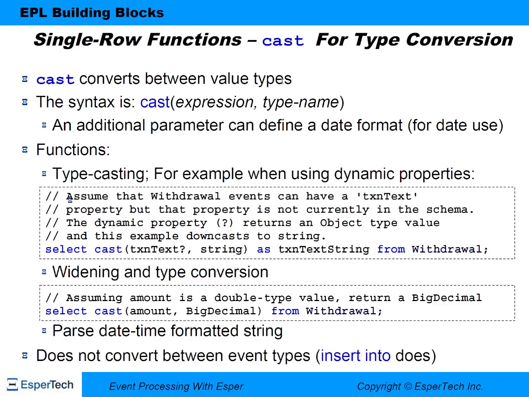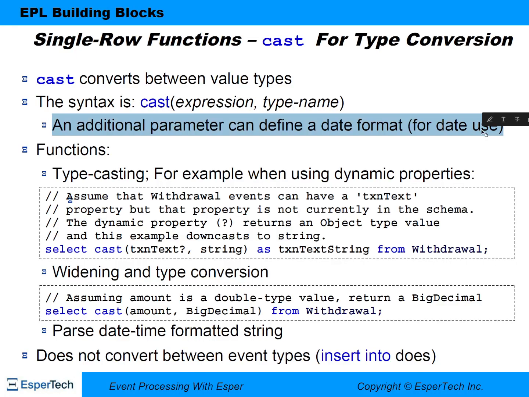The cast single-row function is for type conversion. Cast converts between value types. The syntax is cast, parenthesis, expression, comma, type name. An additional parameter can define a date format for use with dates and timestamps. Cast has the following functions.